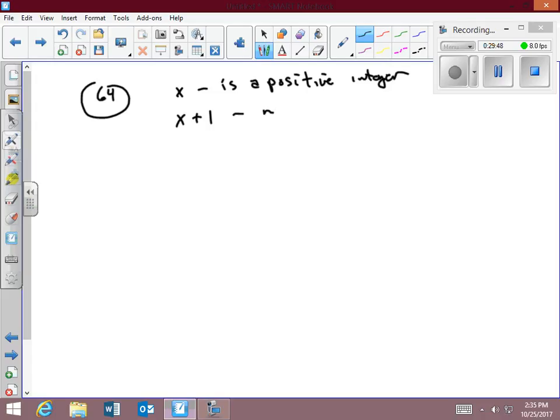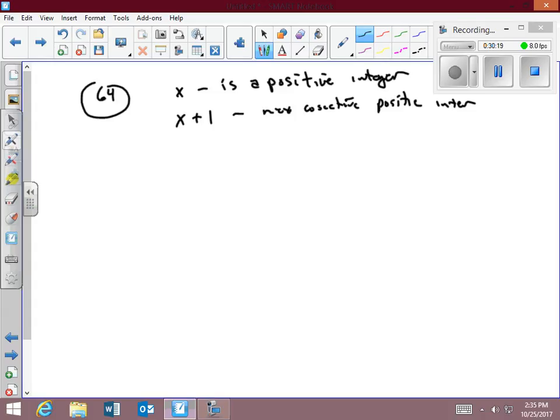The next consecutive positive integer. Now, notice it might be important that we say it's positive, because the answer might end up with one answer negative and one positive. And it's saying, what are the two consecutive positive integers?